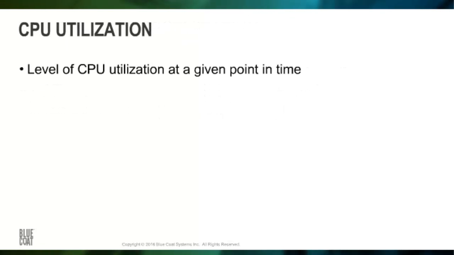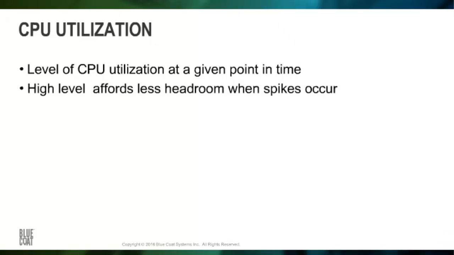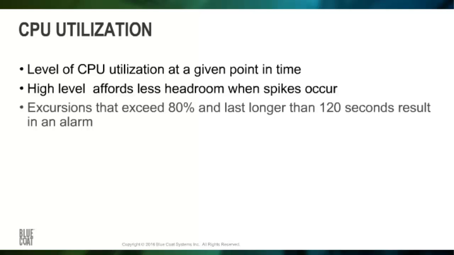This metric indicates the level of CPU utilization at a given point in time. A persistently high level of CPU utilization affords less headroom when large spikes of activity occur. Any excursion that exceeds 80% and lasts longer than 120 seconds results in an alarm.